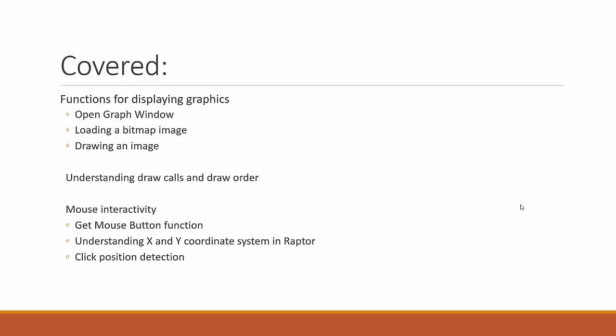Raptor has a few different functions for mouse button and mouse pointer positional functionality. We're going to use only one in this presentation. We need to also develop an understanding of the X and Y coordinate system inside of Raptor and how to do click position detection.